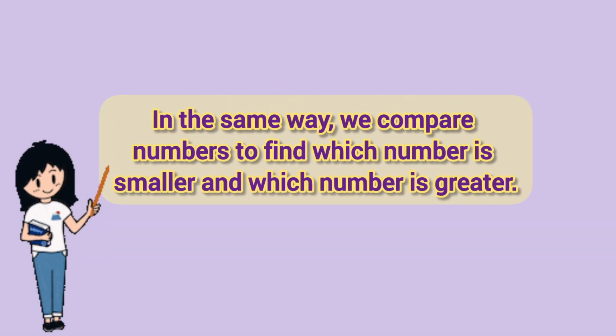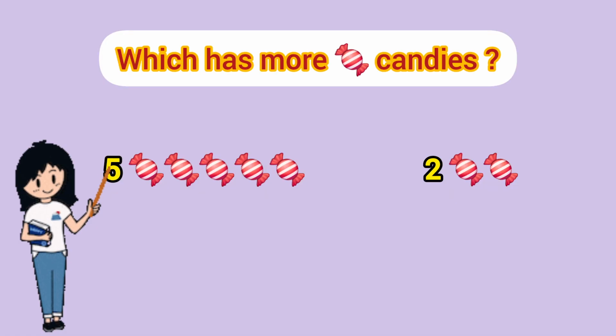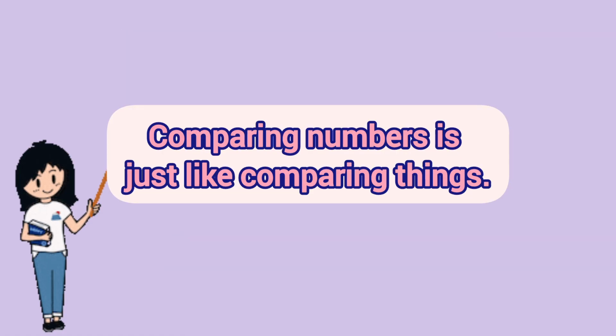In the same way, we can also compare numbers to find which number is smaller and which number is greater. So here children, which has more candies? Right, 5 is more than 2. So comparing numbers is just like comparing things.